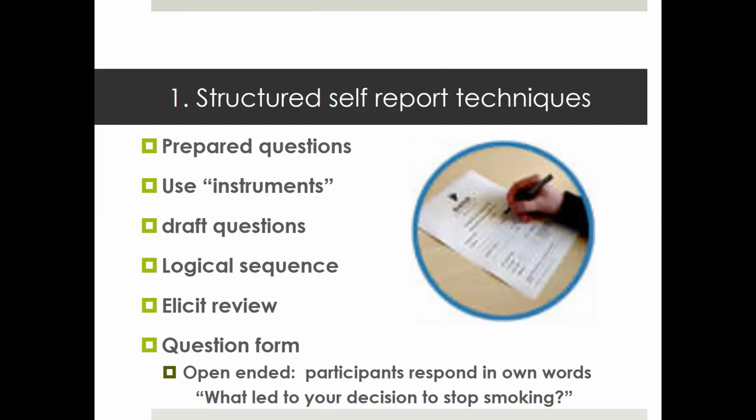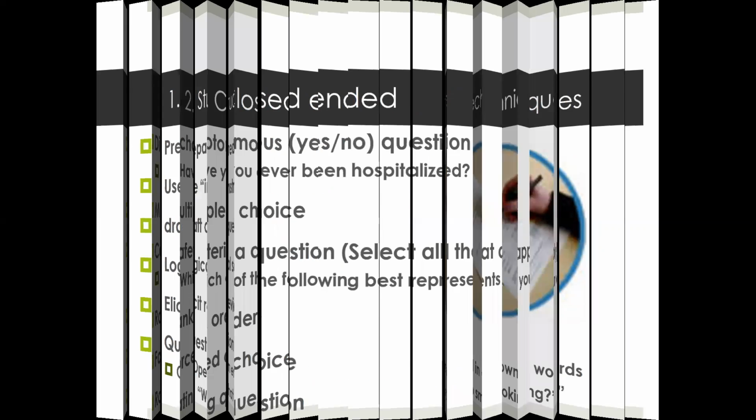We can also use a structured self-report, which is more common actually in quantitative research, because they use an instrument, which is a collection of prepared questions, and they may ask the person to fill those out. They may ask a very open-ended question, such as what led you to decide to stop smoking, and then the researcher records the person's response in their own words. So all of these are done with the subject's own words.